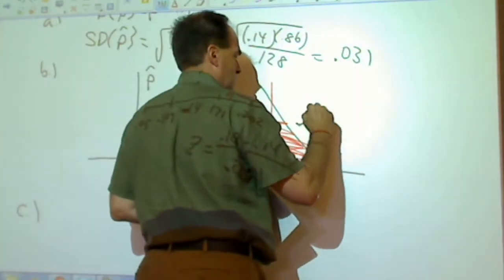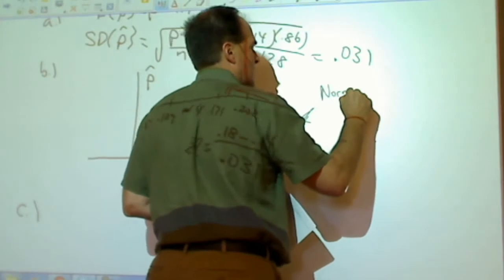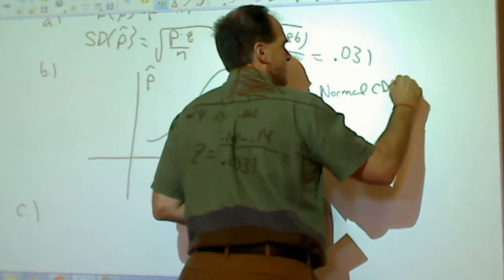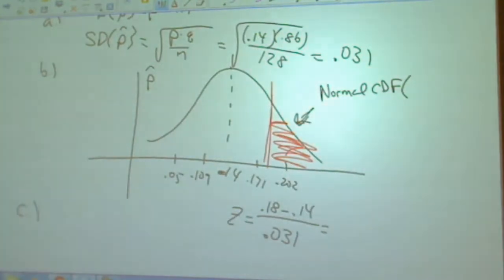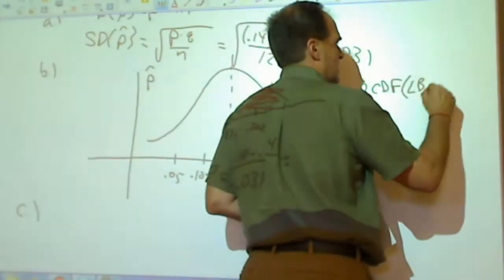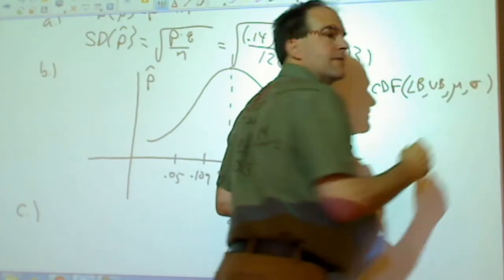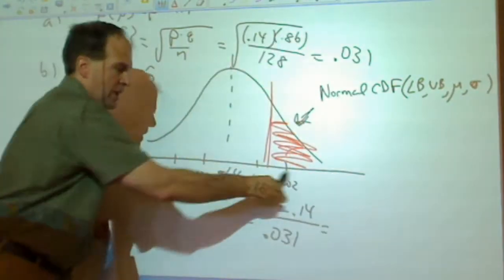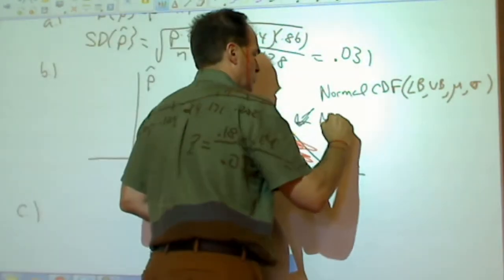I want you to write down the answer to that, so when I'm looking at it, I'm not like, what? Anybody remember how to use the normal CDF option on your calculator? It's lower bound, upper bound, mean, and standard deviation. Usually you grab these right off the graph. So this is normal CDF.